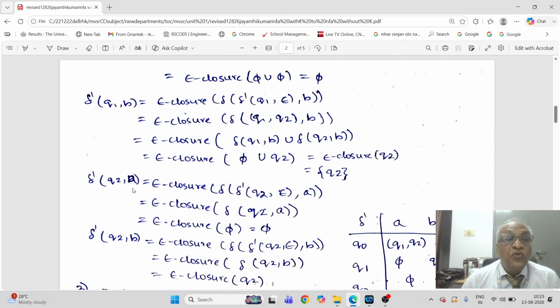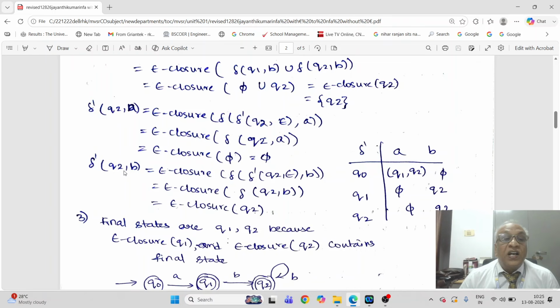Then delta dash of q2 comma a is epsilon closure of delta dash of q2 comma epsilon comma a. This q2 comma epsilon indicates epsilon closure of q2, and epsilon closure of q2 is q2. So delta of q2 comma a, and delta of q2 comma a is phi. So epsilon closure of phi is phi only.